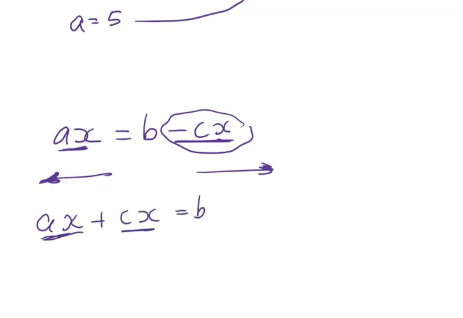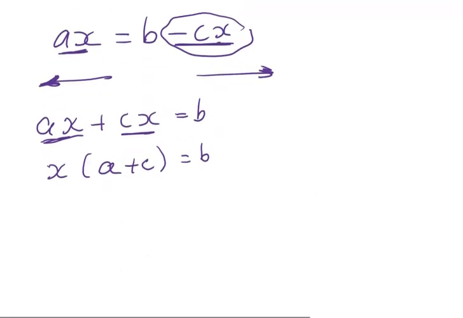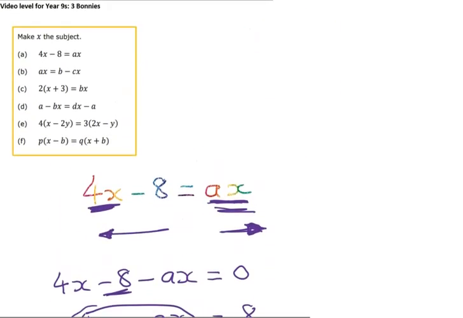Take out the common factor here, which is X. I get X times A plus C is equal to B. Lastly, I'm going to divide both sides by A plus C. So we have X is equal to B over A plus C. That's the first couple of questions done. Let's have a look at this one. This one's got brackets in it.